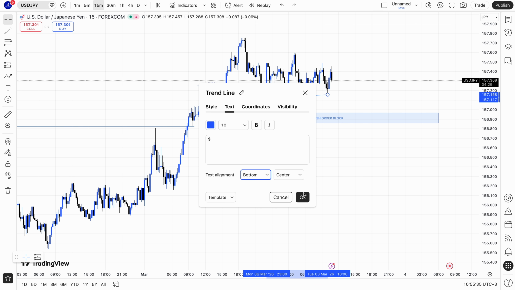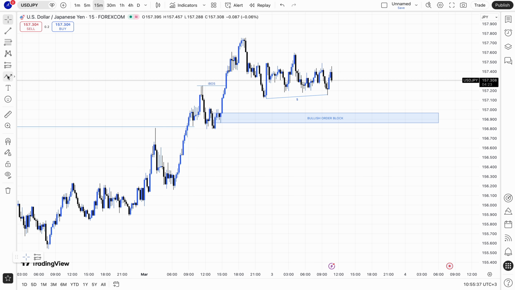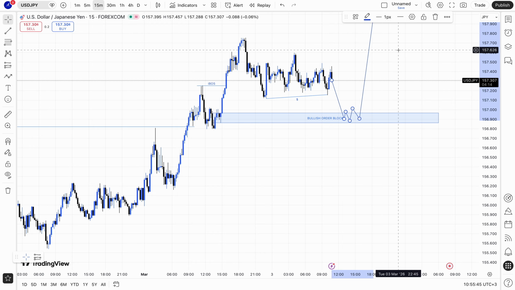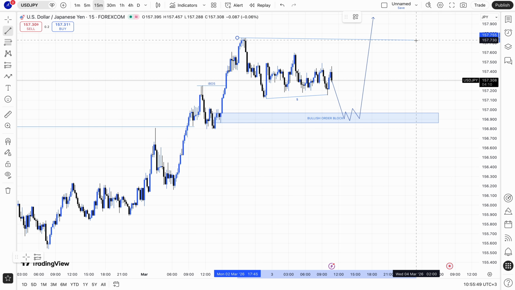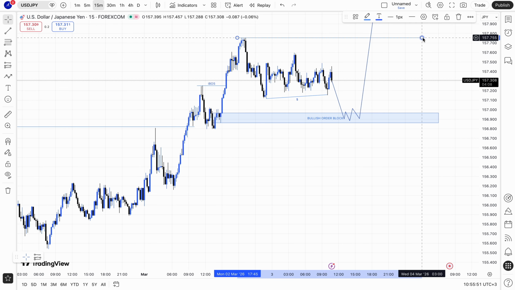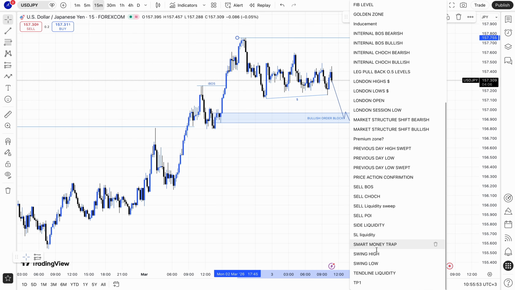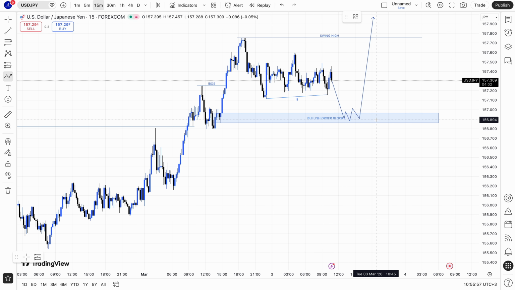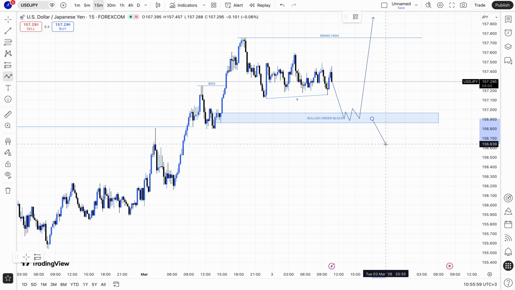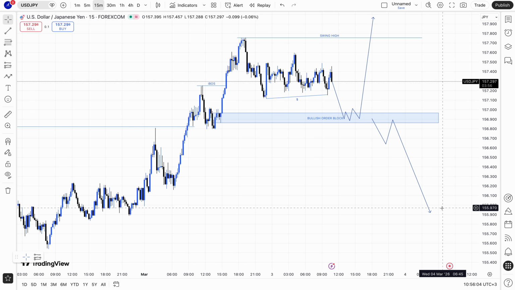We're going to wait for the price to come here, then wait for our buy confirmation, then you continue buying. That's scenario number 1, targeting this swing high. Then scenario number 2, if the price disrespects this order block, then I wait for the break, then a retest, then a continuation to the downside.